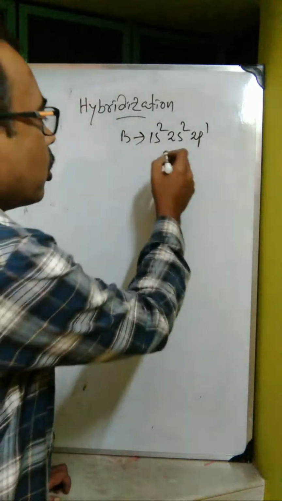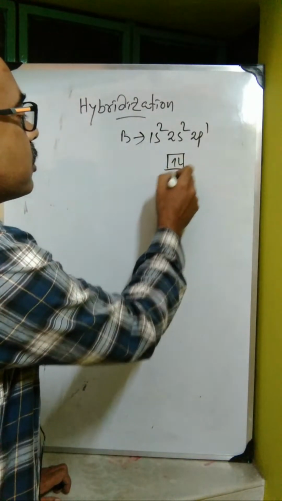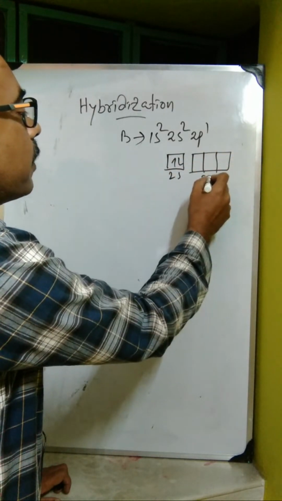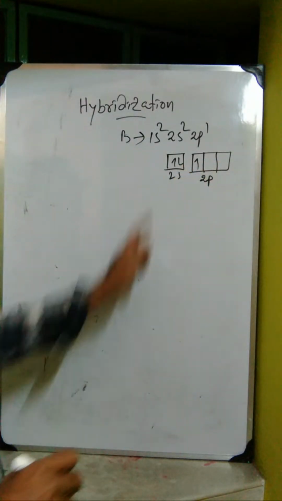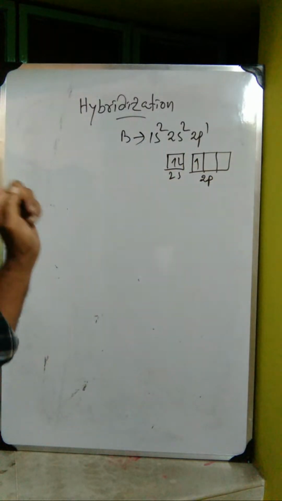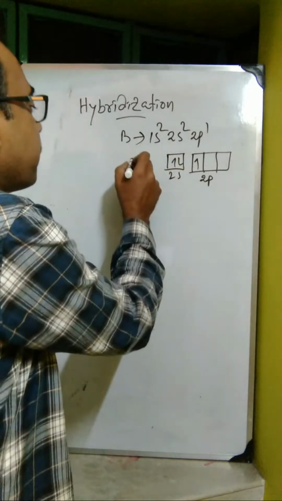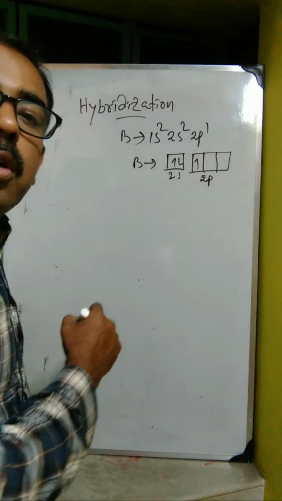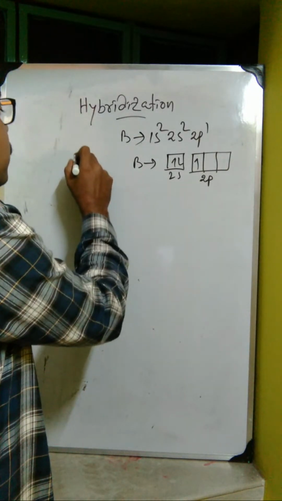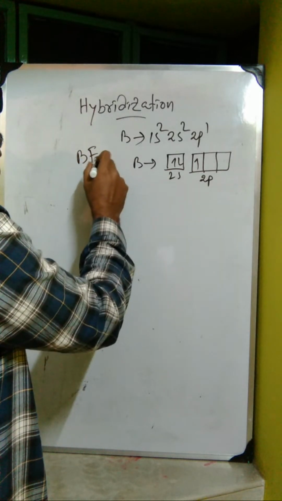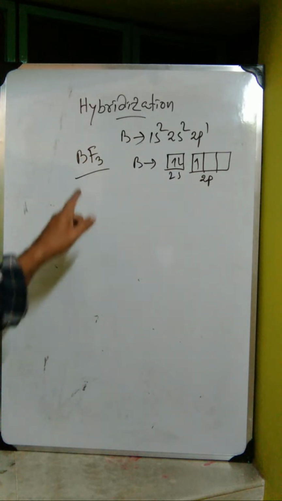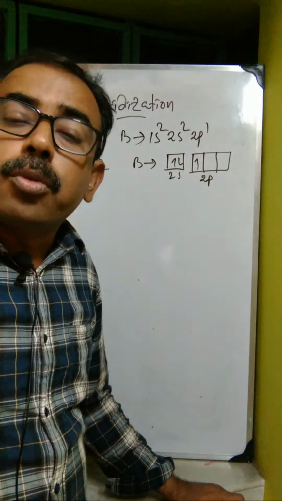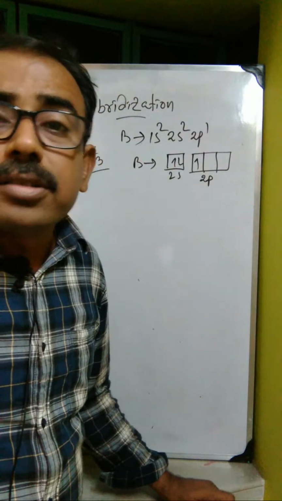Okay, now the 2s orbital has paired electrons, and among the three p orbitals in 2p, only one unpaired electron is present. So this is the valence shell or outermost shell of boron. Now here only one unpaired electron is present, but we are going to make the formation of BF3. So in BF3, boron has already made 3 covalent bonds, 3 single bonds. Therefore, boron should have 3 unpaired electrons in its outermost shell.